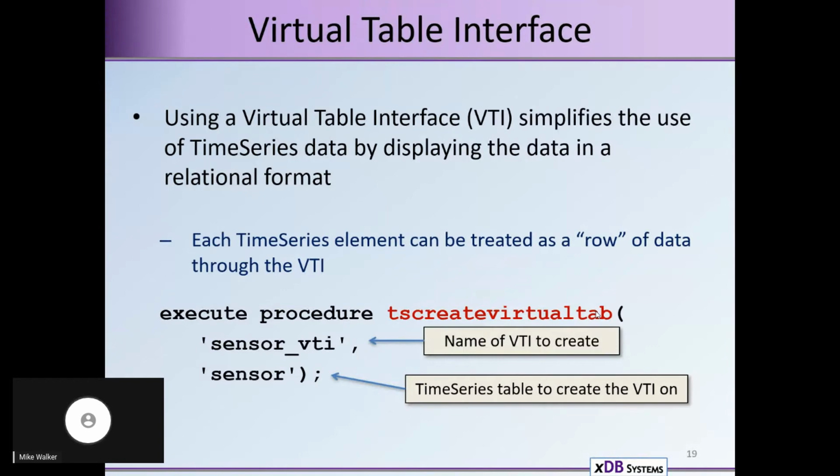So that's a very easy thing to do. We call a procedure TS create virtual tab, and we give it just two things. We give it the name of the virtual table we want to create and the table which we're creating the virtual table on. And that's our table that has our time series. So how does this look?